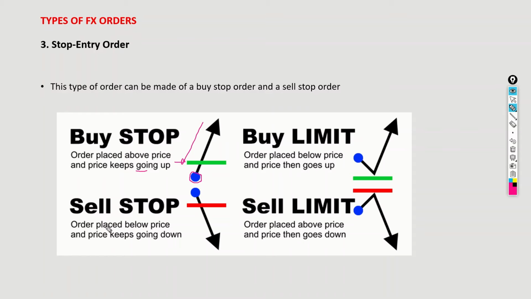For a sell stop, the order is placed below the current price and the price keeps going down. If this is the current price and you want to sell below the price, it means that when it reaches that level, it will keep falling down. That is what we call a sell stop order. So we have a buy stop, where the price is set above the current market price and then it keeps going up. A sell stop is placed below the current market price and then it keeps going down.